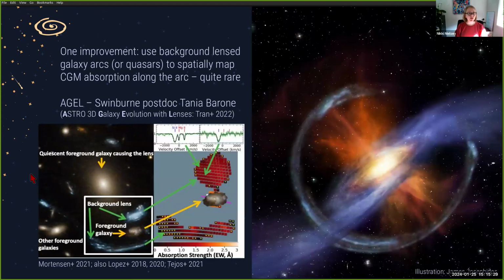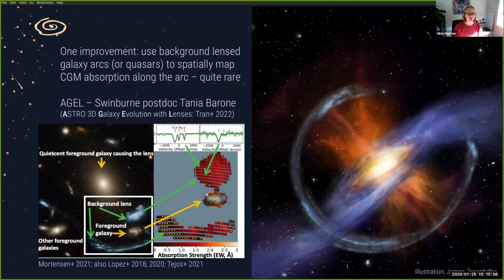So one way to do this is to use background lensed objects. So you can use quasars where you have multiple quasars behind a single galaxy, or you can use background lensed galaxy arcs to spatially map the CGM along that arc. So in this illustration here, you could get absorption all the way around this ring here. This work has been done by Mortensen as well as Lopez and Tejos a little bit.